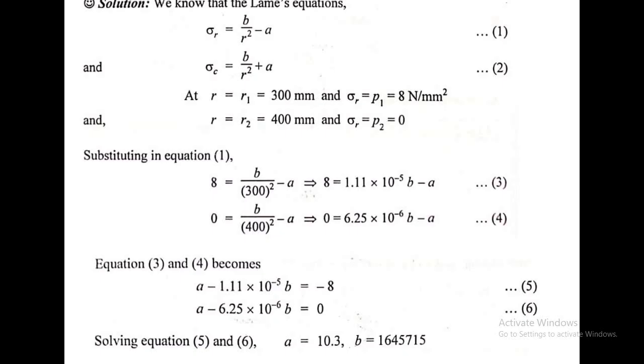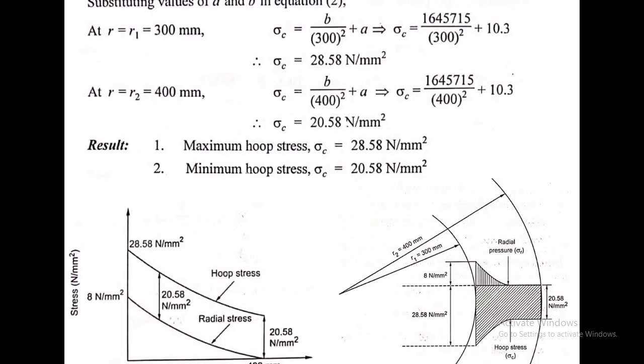Substitute the values, that is b by r squared minus a. In that you substitute the value of r as r1, and in the second equation r as r2. Here p1 is 8 Newton per millimeter squared and p2 is taken as 0. So you are going to have two equations. Solve that. You are going to have a and b values as 10.3 and 1645715.